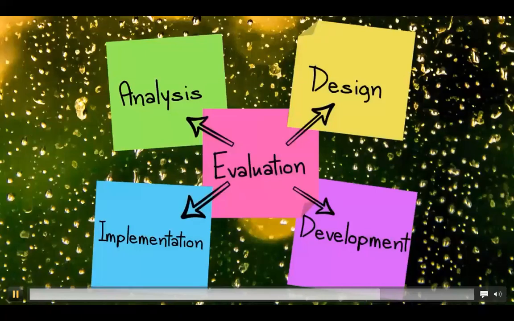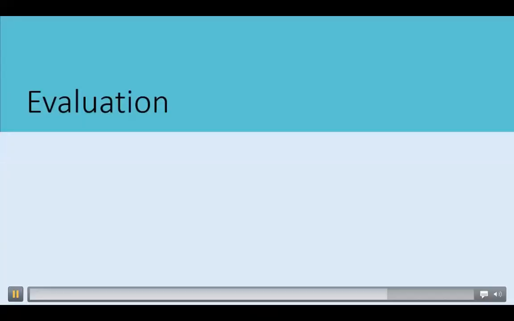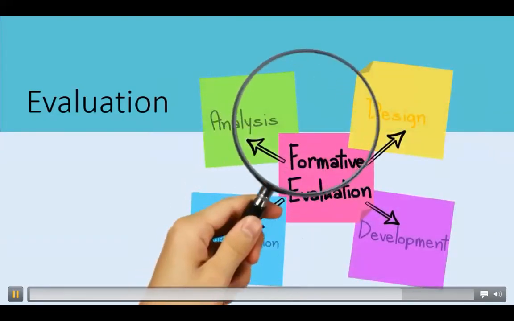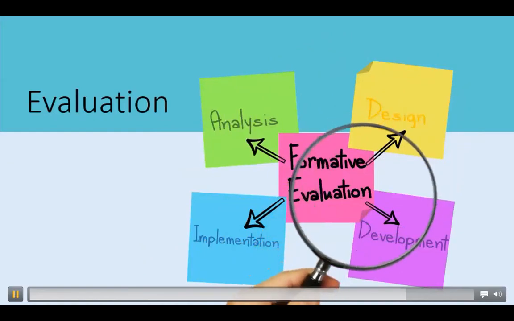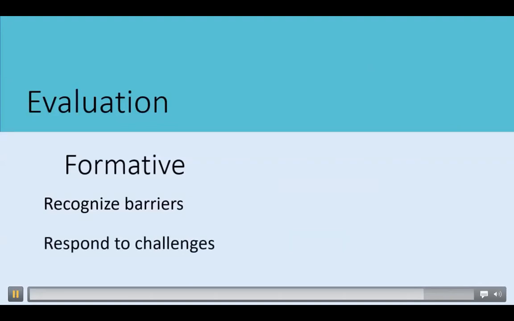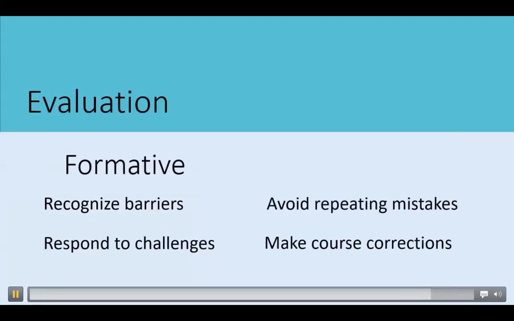Evaluation intersects with each of the other stages of the training process. This involves 2 major components, the formative evaluation and the summative evaluation. The formative evaluation describes the examination that is done throughout the other 4 stages of the training process. The formative evaluation allows those involved in the training or curriculum development to recognize potential barriers to the training before they happen, respond to training challenges as they occur, avoid repeating mistakes, and make course corrections as needed.